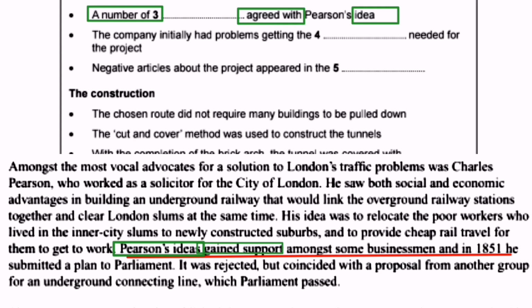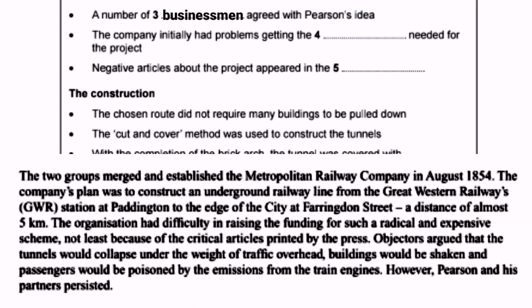So the full sentence is Pearson's idea gained support among some businessmen, and in 1851 he submitted a plan to parliament. So a number of businessmen agreed with Pearson's idea, and the right answer for question number 3 is businessmen. Next is: a company initially had problems getting the question number 4 blank needed for the project.